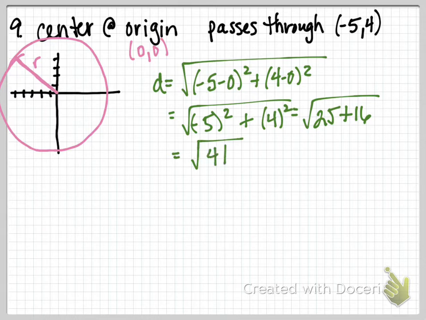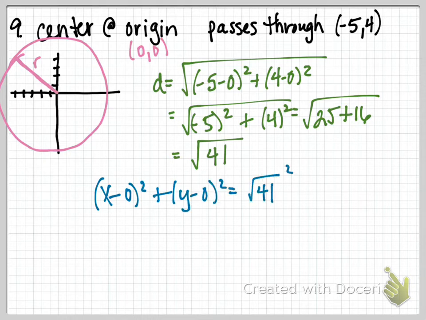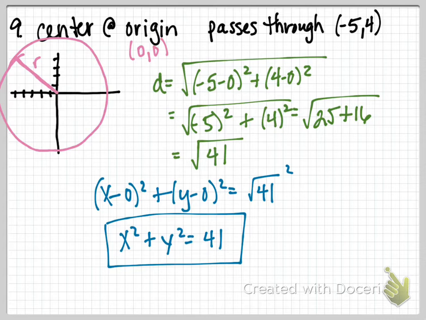Square root of 41 does not simplify, but that's okay because remember, when you put it back into your equation, you square it, so you don't want to worry about simplifying the square root because you're just going to be undoing that again later. So now plug it into your formula. X minus 0 squared plus y minus 0 squared equals the square root of 41 squared. Simplify that, you get x squared plus y squared equals 41. And that is the equation of your circle.